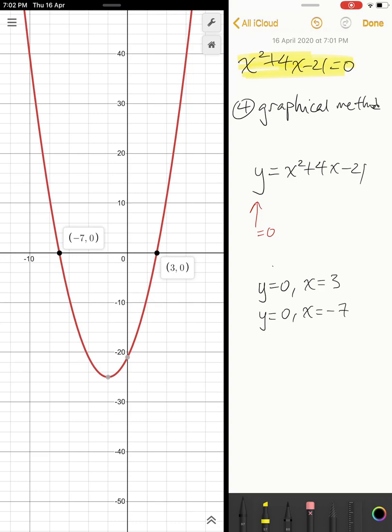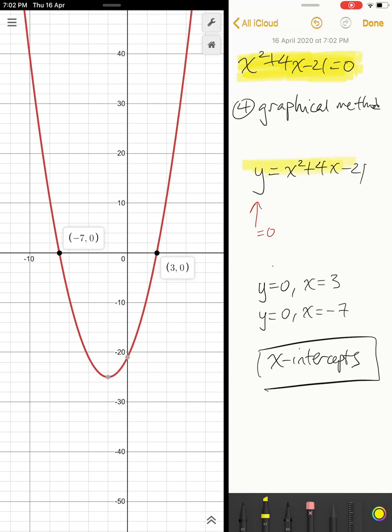And so what are we looking at when we look at these points where the graph cuts the x-axis? We're actually looking at the x-intercepts. So you don't have to just memorize. Basically, the key point that you should know is that when you're looking at this equation at the top, what you're really doing is plotting that whole line, and then letting y equal 0. And when y equals 0, you're actually looking at the x-intercepts. There you go.